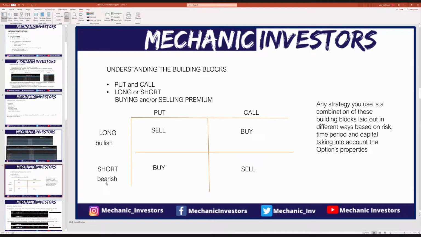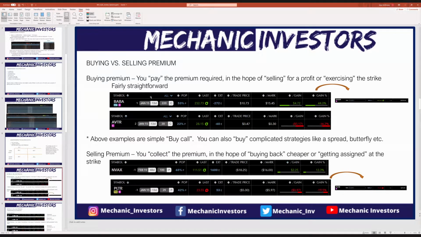And when you're bearish, you can buy a put, or you can flip it and sell a call. This is selling premium. So this goes to the next slide: buying versus selling premium. This gets a little confusing at this point, right? What is selling premium? What do you mean?